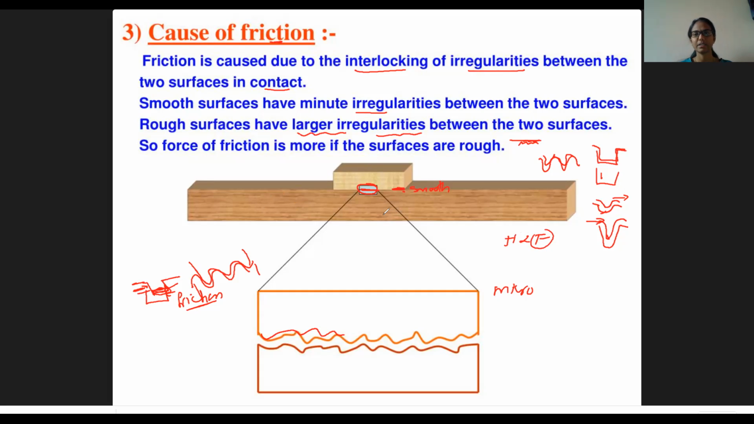I hope this slide is clear to everyone, right, children? So the cause of friction, from the CBSE point of view, please remember this word: interlocking of irregularities is the cause of friction. Cause of friction is interlocking of irregularities. Yes, I hope this is clear. We'll see next what the factors affecting this are.